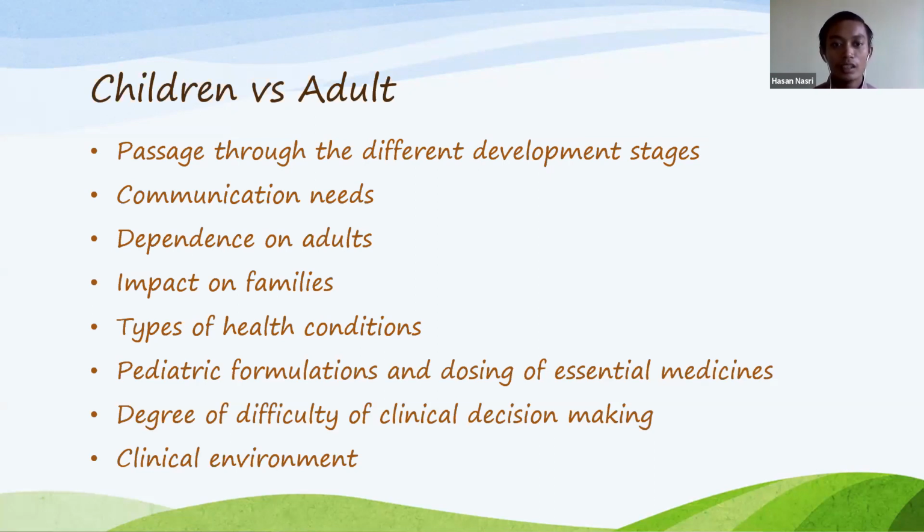And next is dependence on adults. As I said before, neonates compared to adolescents have a higher dependency on adults: food, shelter, all dependent on the adults. In contrast, adolescents may become more independent and able to take care of themselves, for example going to the toilet.